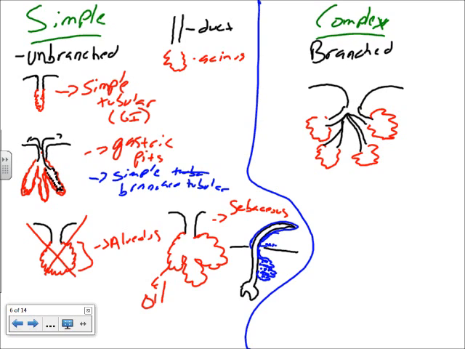Okay, so what you see are multiple acini, or these active regions, and also multiple ducts that open up into one main duct. A good example of these compound alveolar glands would be mammary glands. Okay, mammary glands.